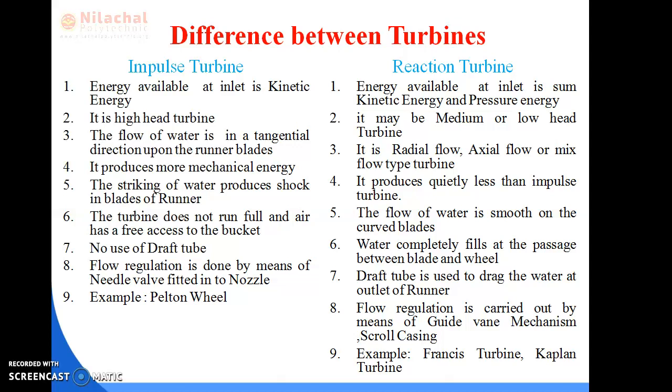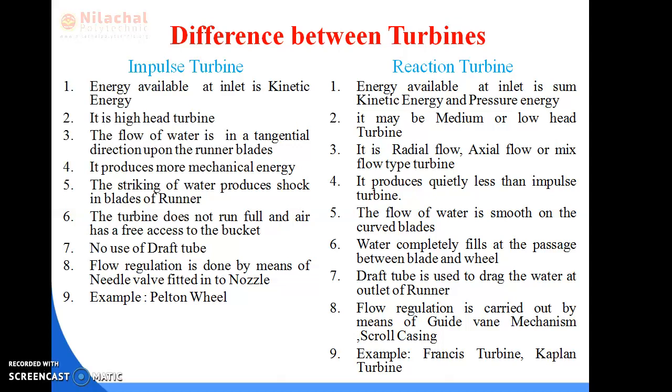But in case of reaction turbine, the pressure at the exit is less than the atmospheric pressure, and we have to use a draft tube so that the pressure can be increased and thereby the water from the exit can be drawn to the tailrace level. In case of impulse turbine, we use the Pelton wheel turbine. In case of reaction turbine, we use the Francis turbine and Kaplan turbine.